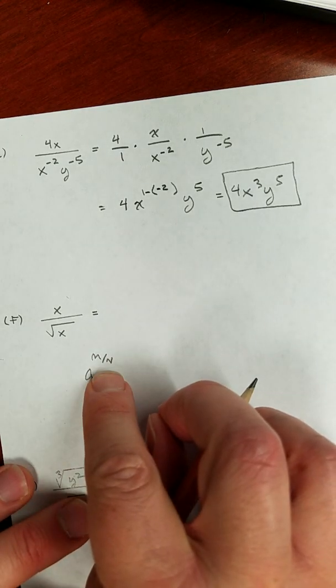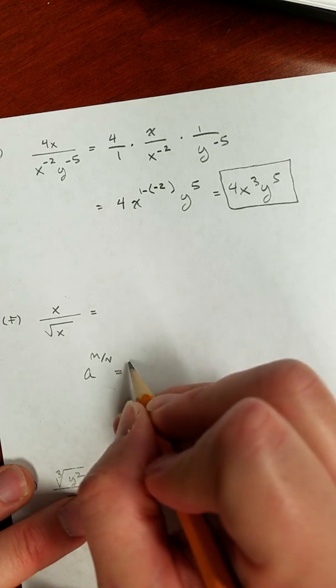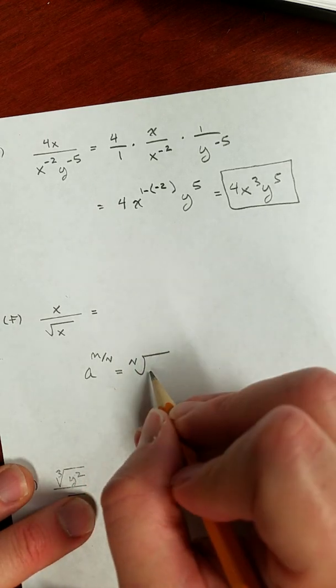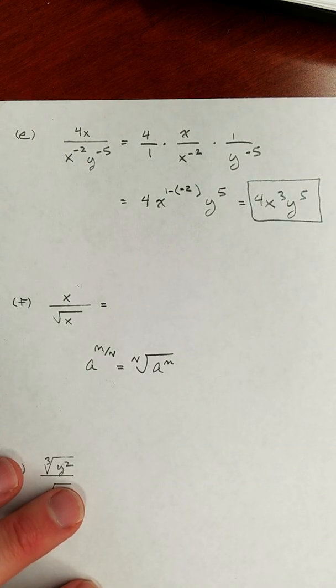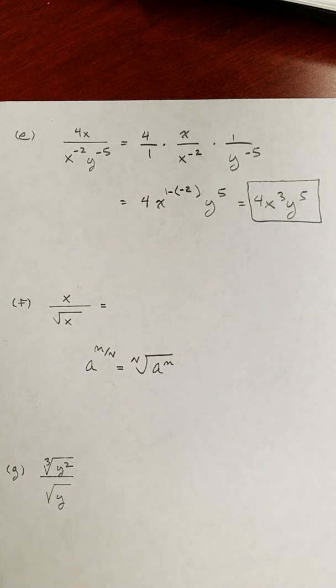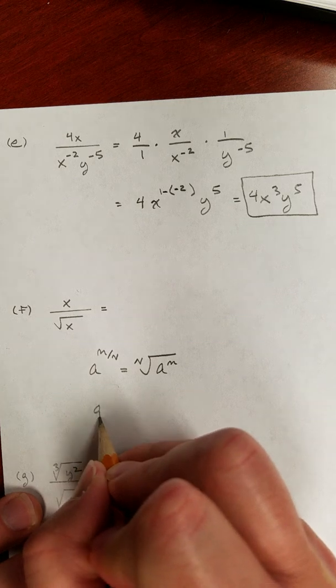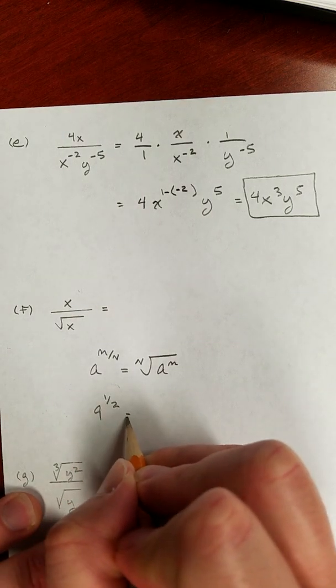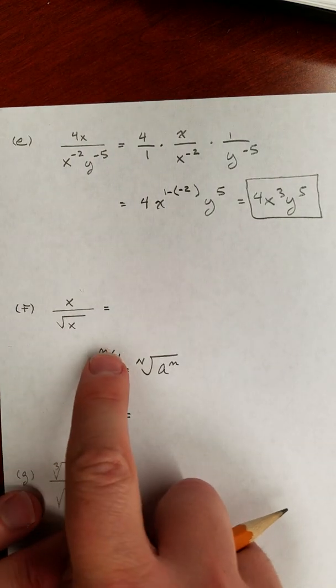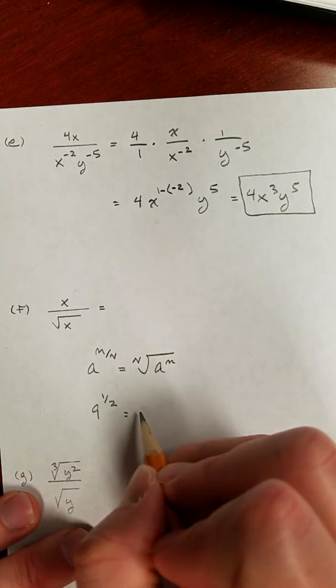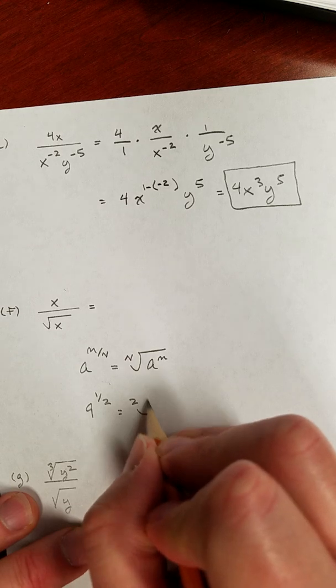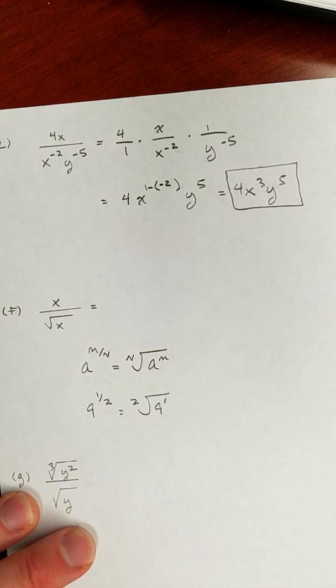Fractional powers are convertible to roots like that. Okay? I'll try to prove that to you real quick. Like take 9 to the 1 over 2 power. Okay, a fractional power on the 9. According to this, that would be the same thing as the square root of 9 to the first power.